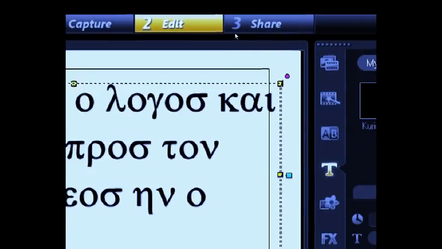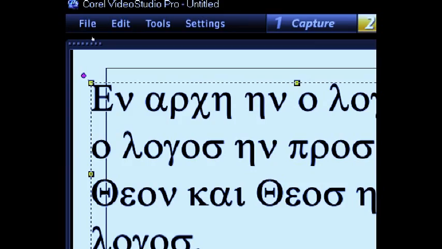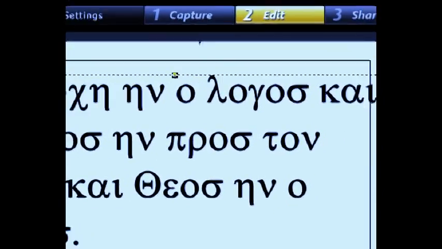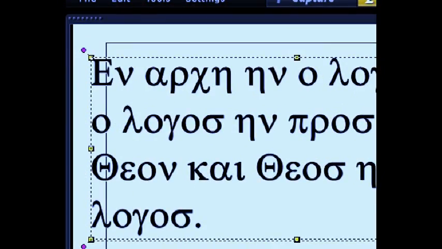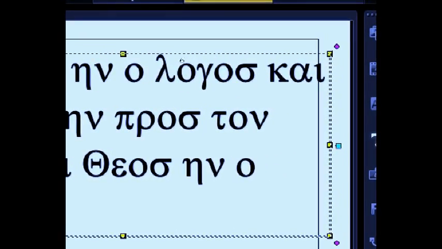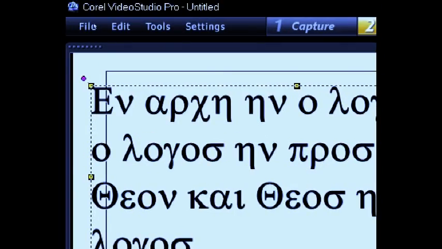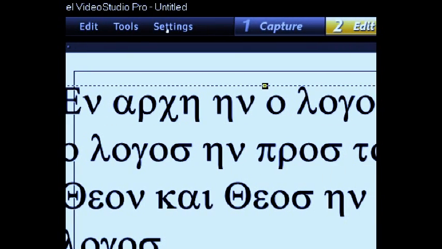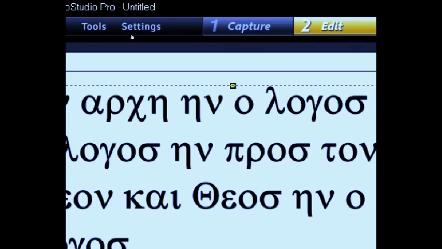En archē ēn ho logos, ho logos ēn pros ton theon, Theos ēn ho logos. And let me just do it again. En means "in." Archē over here means "beginning." Ēn, or eta and nu, means "was."